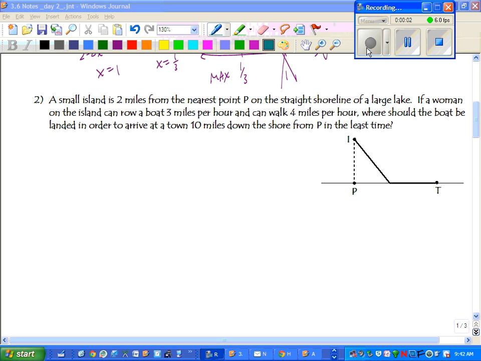Problem number 2 is similar to one we did in notes yesterday. A small island is 2 miles from the nearest point P. So here's our island I. This is 2 miles.